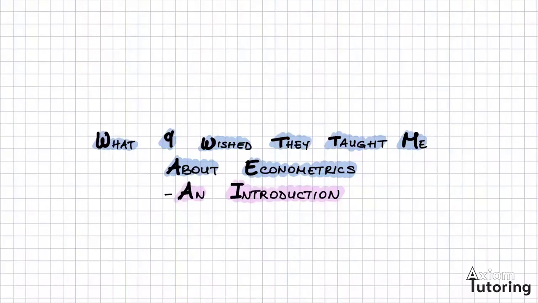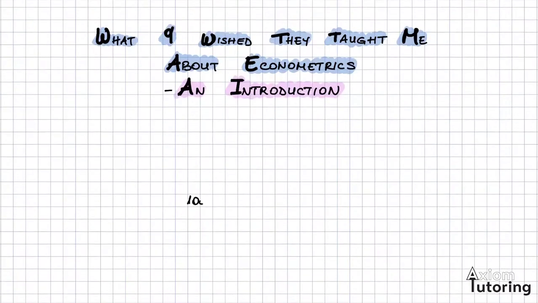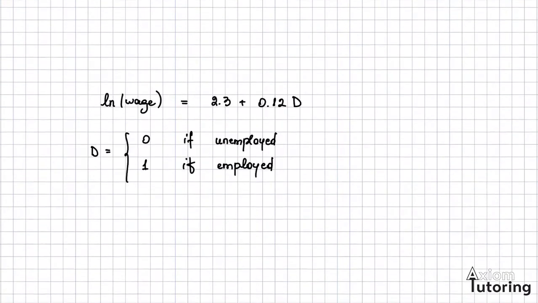We've derived the formula of 100 times e to the power beta 1 minus 1 for the interpretation of a log model with a dummy variable. So now we'll apply it to an example and see how to interpret the dummy variable in log models. Suppose that what we are estimating is the following model. We've got ln of wages equal to 2.3 plus 0.12 d, where d is a dummy variable, which is equal to 1 if you're employed and 0 if you're unemployed.